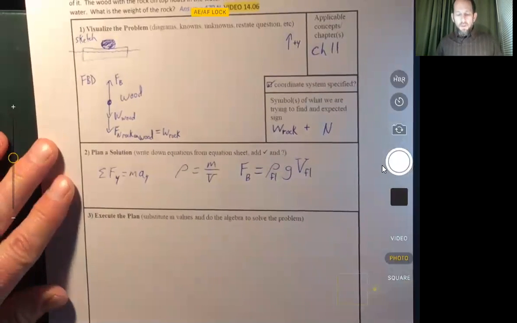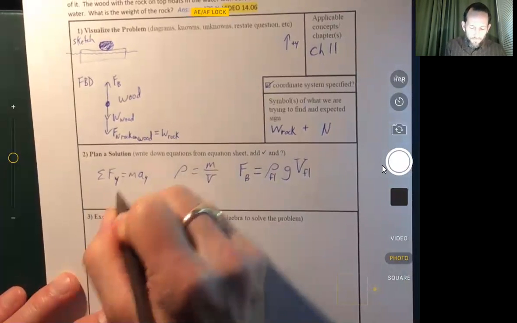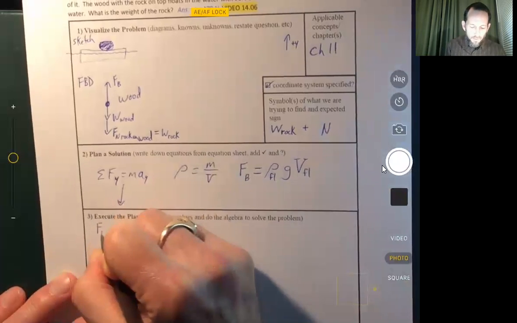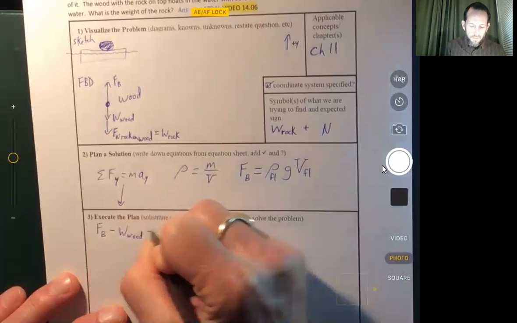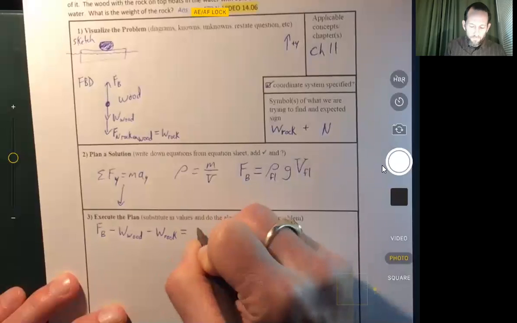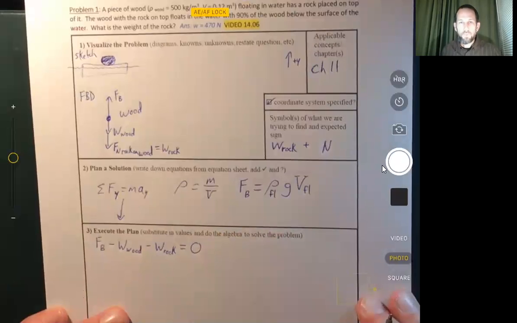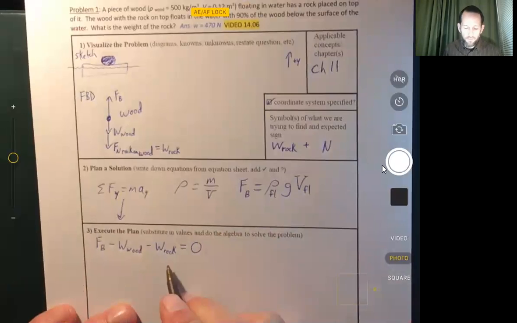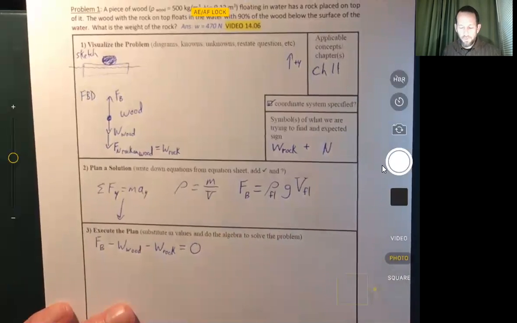All right. And so we can go ahead and sum the forces. So we have F_B in the positive direction minus the weight of the wood minus the weight of the rock equals zero, because the acceleration in the vertical direction is zero. And we say, okay, well, we're trying to find the weight of the rock, but we don't know the buoyant force and we don't know the weight of the wood yet. So we're going to have to find a lot of things in this equation.